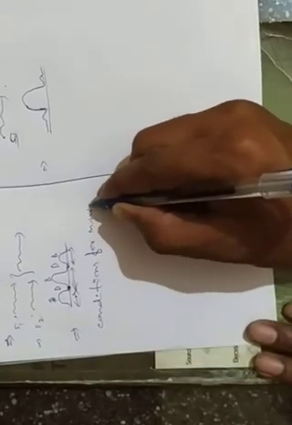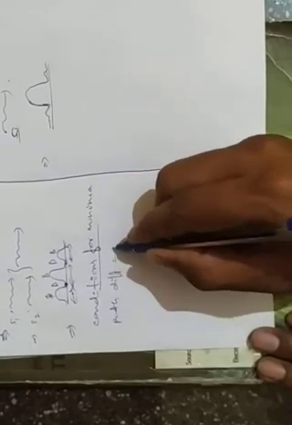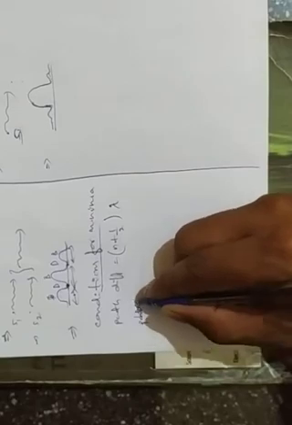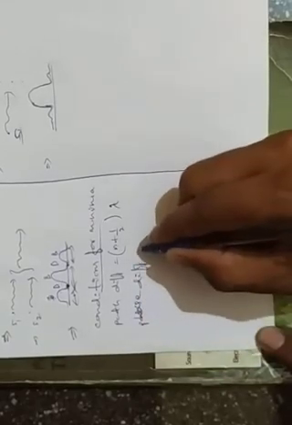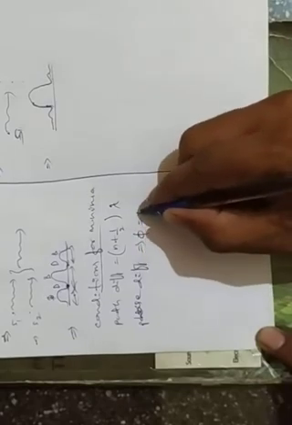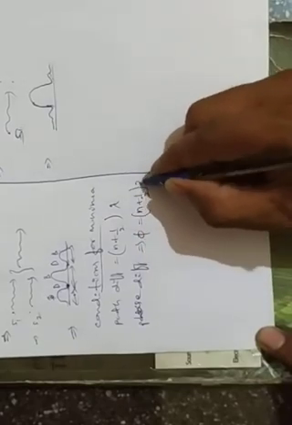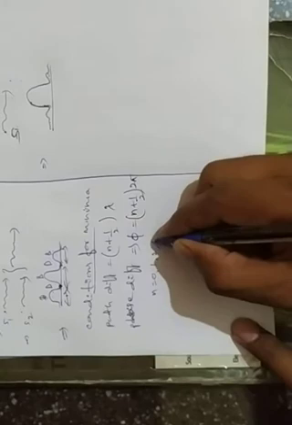So what condition should there be? The path difference for minima, we are talking about the minima. What should the path difference be? It should be (n+1/2) lambda. So the path difference is an integral odd multiple of lambda by 2. And the phase difference should be pi equal to (n+1/2) 2 pi, where n is equal to 0, 1, 2, 3, and so on.